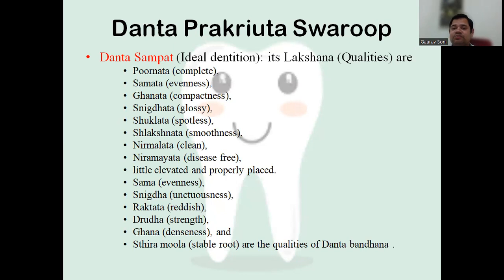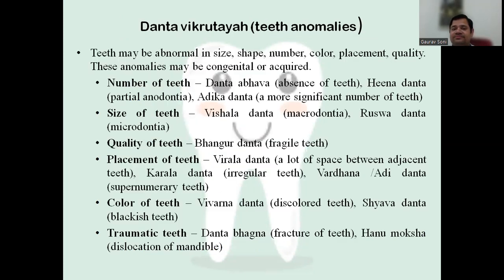Now, what is Danta Sampat? What is ideal dentition? There are some qualities given by Kashyap. Purnatva, complete number of set; Samatva, evenness, they should not be front and back; Ghanatva, compactness; Snigdha, smoothness; Suklatva, spotless; Salakshanatva, smoothness; Nirmal, clean; Niramayata, disease free; little elevated and properly closed; Sama, Snigdha, Raktata, meaning the roots and gums have redness; Dhrana, Khana, and Sthir Mool are said to be some qualities of Danta. So these are some qualities specific for Danta Sampata.